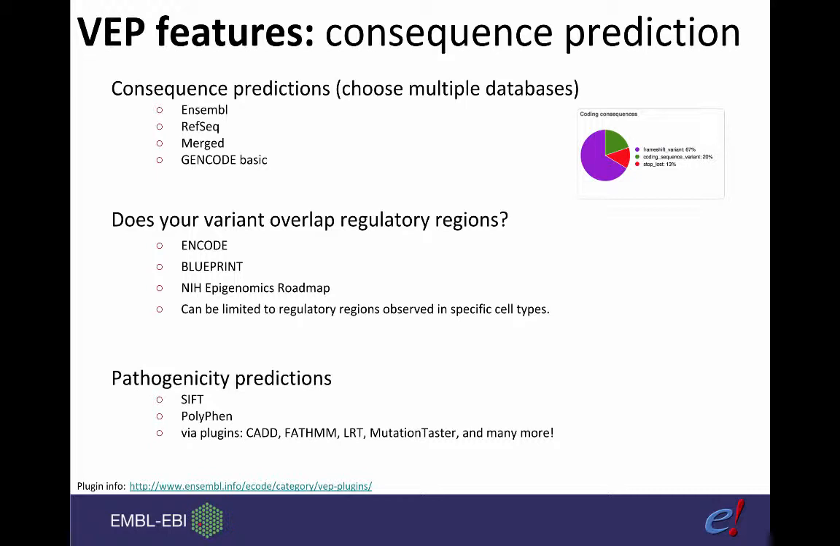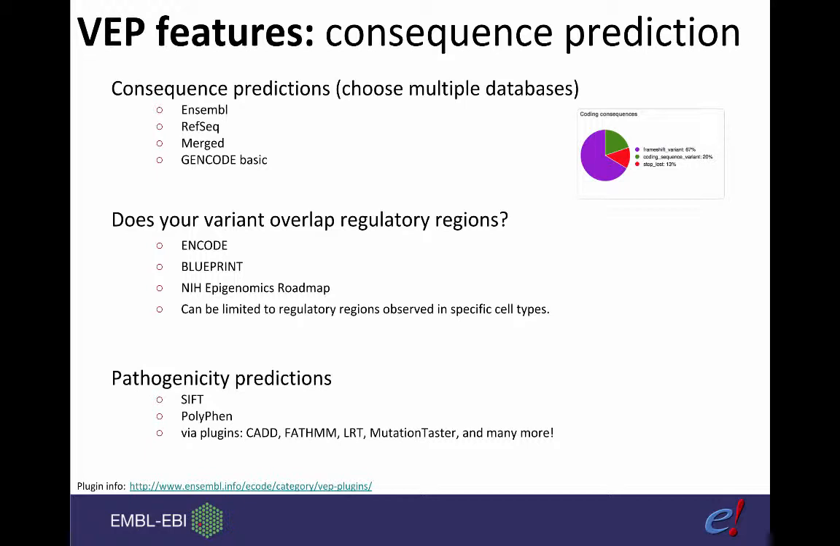We can also tell you if your variant overlaps regulatory regions based on our regulatory build pipeline, which is what Emily's going to be speaking about next week. And what's useful about this as well is that you can also limit it to regulatory regions that are known to be active within certain cell types. So we have, I think, 79 epigenomes available for human and mouse, and you can limit your output to only show you variants that overlap regulatory regions that are known to be active in lung tissue, for example. And we can also run pathogenicity predictions.